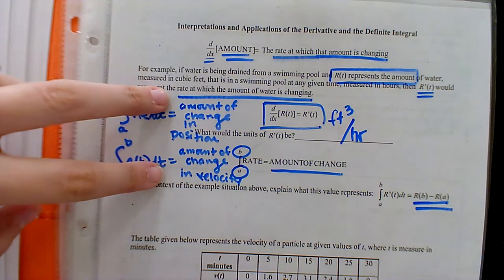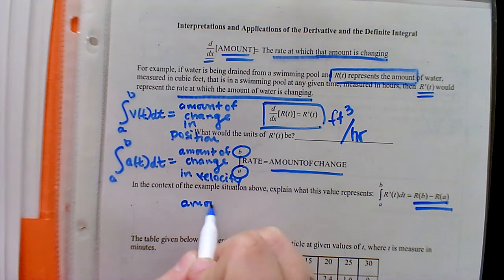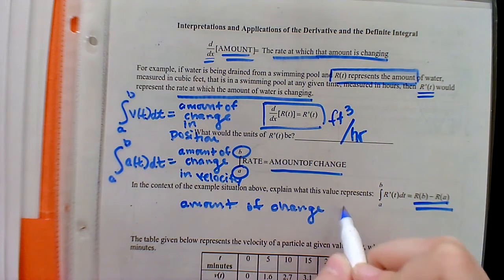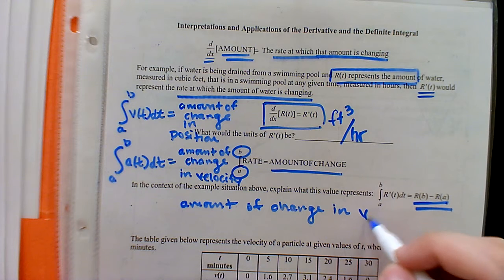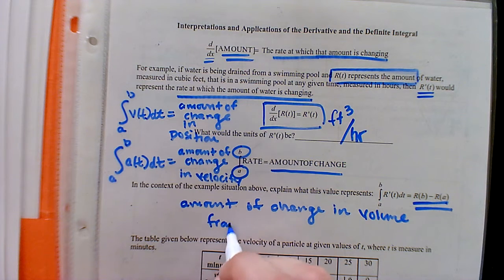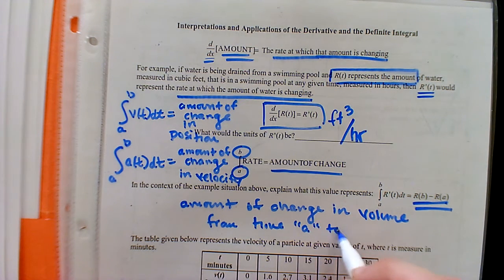I think you guys got the idea here. I'm wondering if we can apply it to this new example. How much water, how much the level of water or the volume changed? So we'll say amount of change in volume, because our units were cubic feet, from time A to B.